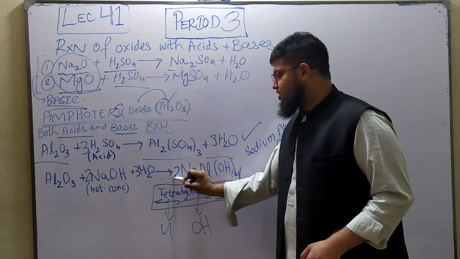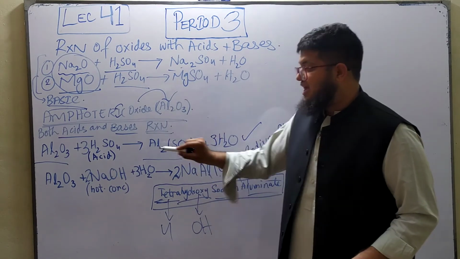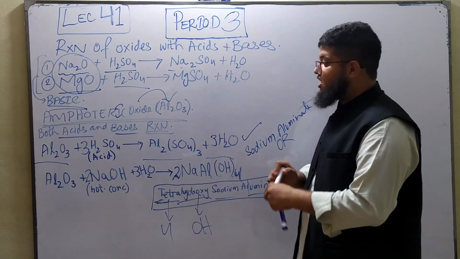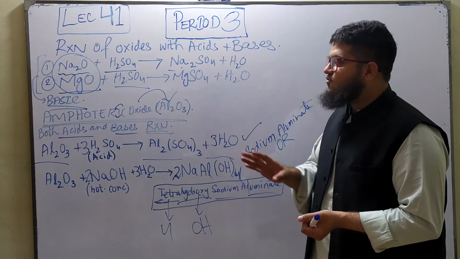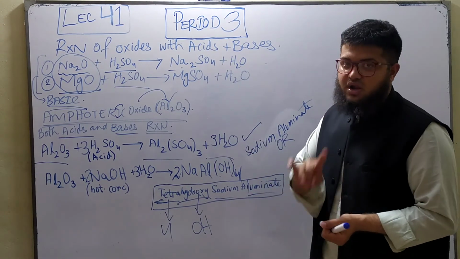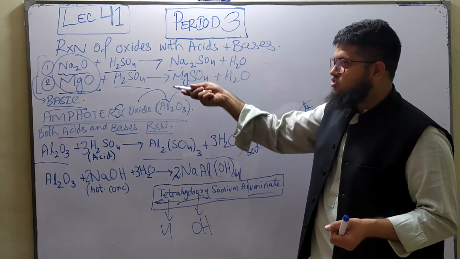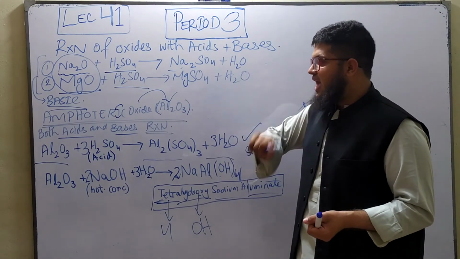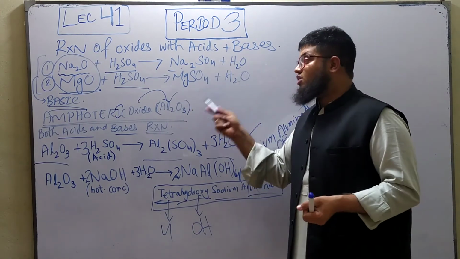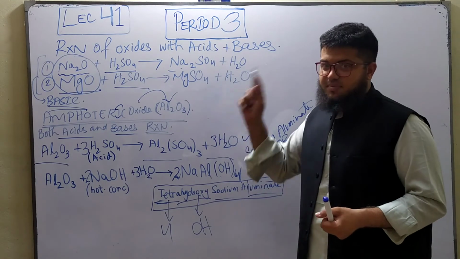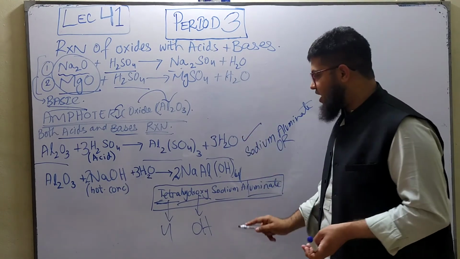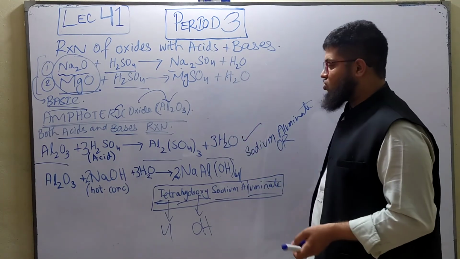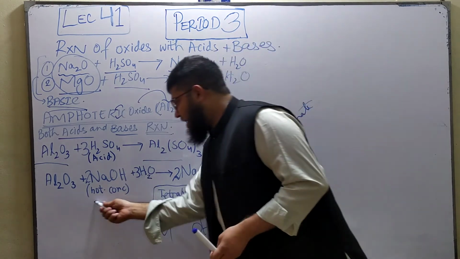2 moles of tetrahydroxy sodium aluminate are formed when aluminum oxide reacts with hot concentrated sodium hydroxide, and it's an amphoteric oxide. These types of oxides are very important. You must know that magnesium oxide and sodium oxide are basic oxides, and Al2O3, aluminum oxide, although it is a metallic oxide, is not a basic oxide, it's an amphoteric oxide. And this tetrahydroxy sodium aluminate is formed when it reacts with alkalis.